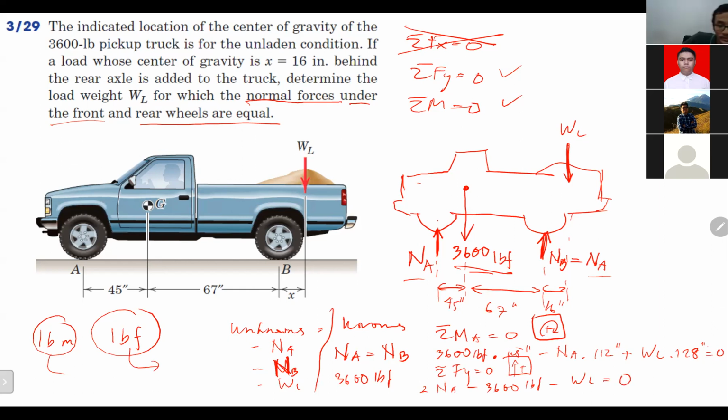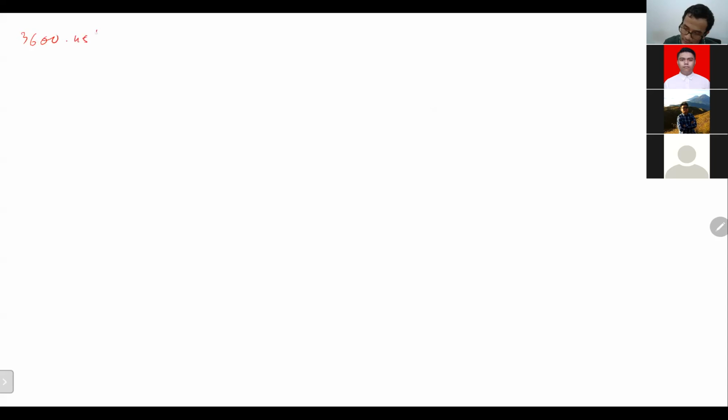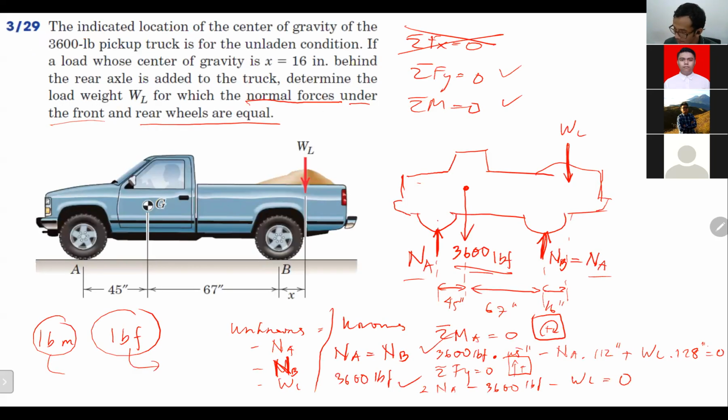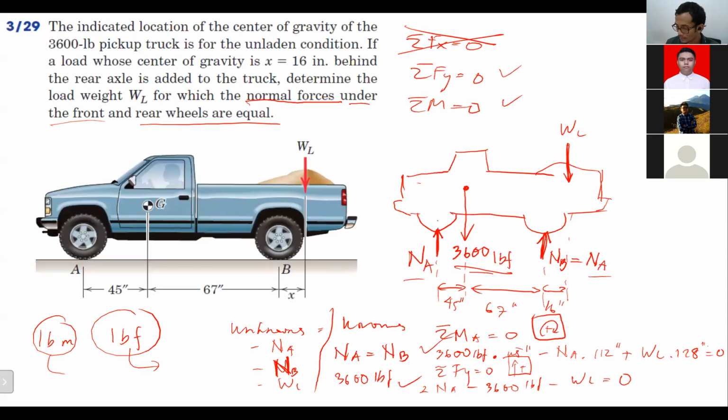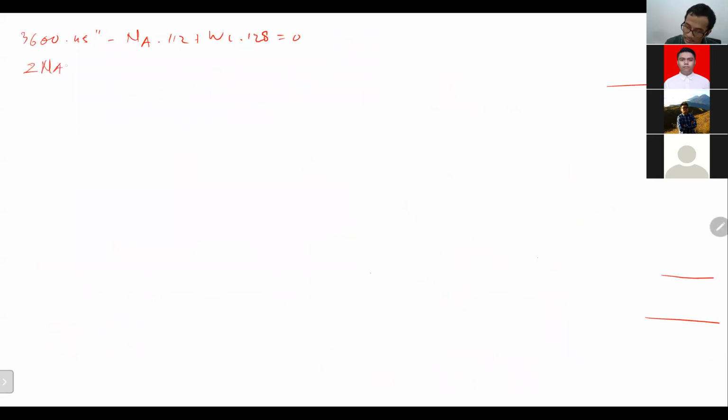Now we have 2 equations, the first equation and the second equation, with the same 2 unknowns, so we can solve for both. 3,600 multiplied by 45 inches is 162,000, minus NA times 112, plus WL multiplied by 128 equal to 0. This is our first equation. Then the second: 2NA minus 3600 minus WL equal to 0.